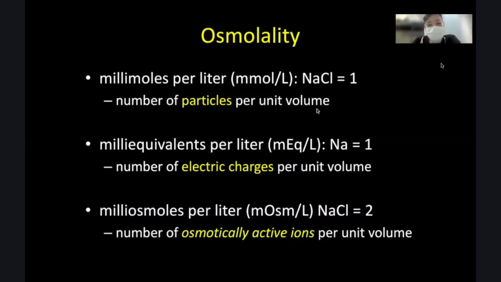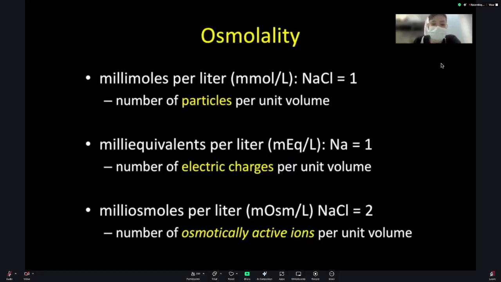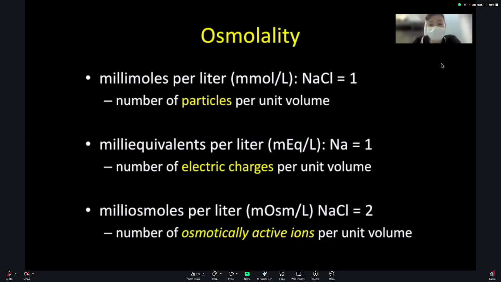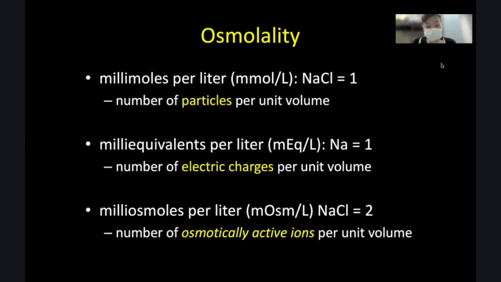So osmolality is measured in different values. When we talk about millimoles per liter, that is the number of particles per unit volume. Milliequivalent is the number of electric charges per unit volume. Since sodium has +1, that is the milliequivalent value for it. Sodium chloride is considered one particle. So that's 1.